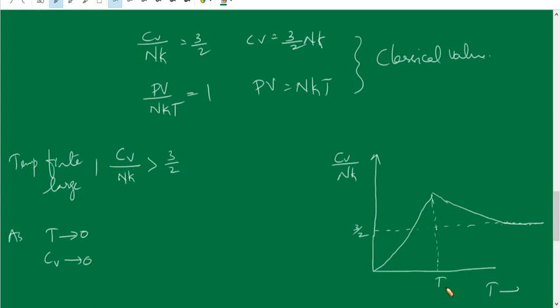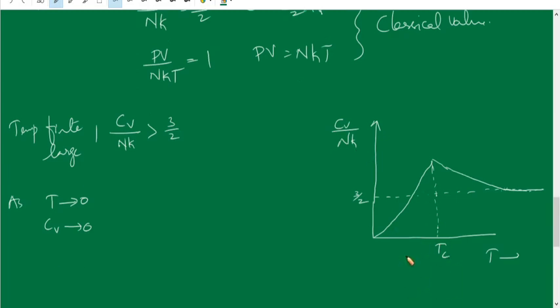Okay, so this is called the critical temperature. At T equal to Tc, this graph is discontinuous. If you differentiate Cv with respect to temperature, we get a discontinuity in the graph. So there is a maximum value of Cv at some temperature, and that is called the critical temperature.